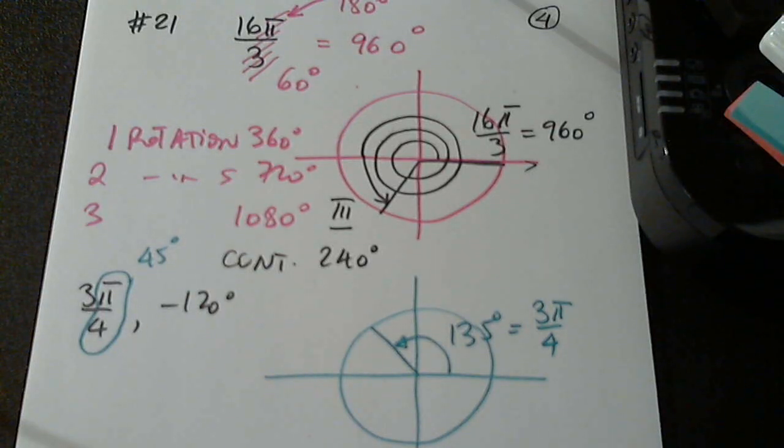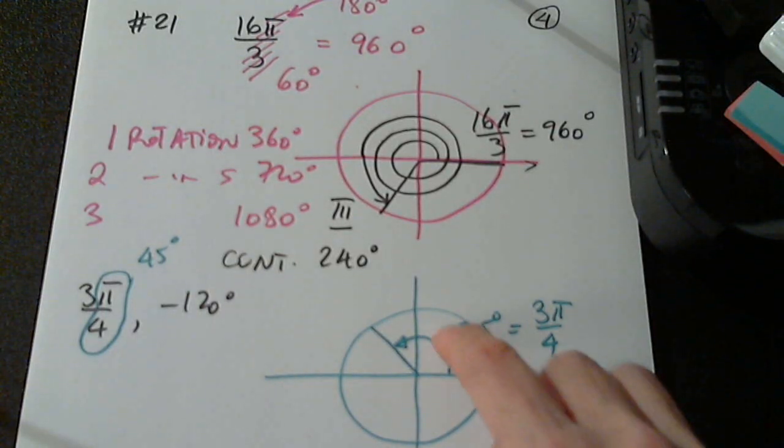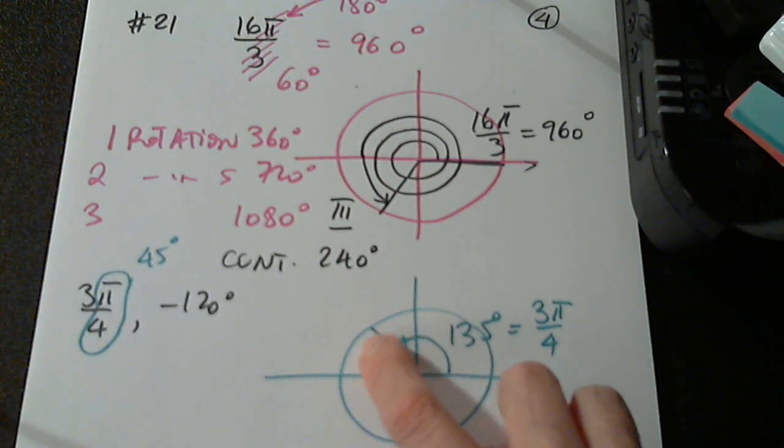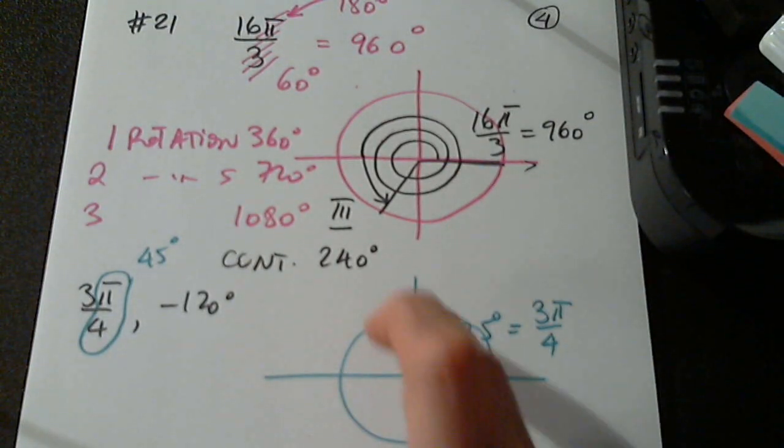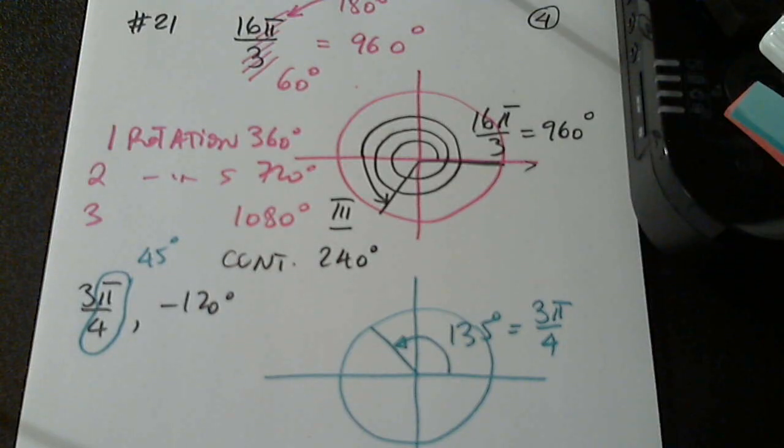Pi over 4 is the easiest angle of all because it's right in the middle. 1 pi over 4, 2 pi over 4, 3 pi over 4, 4 pi over 4, and you can continue. Because there are 2 pi over 4 in each quadrant. 45 plus 45 is 90. 45 plus 45, another 90, and so on and so forth. So 3 pi over 4, very easy.